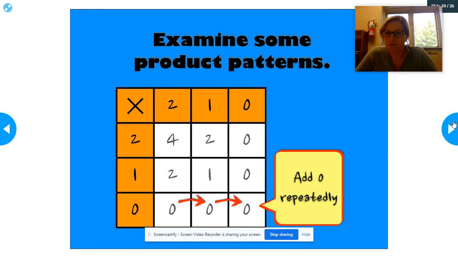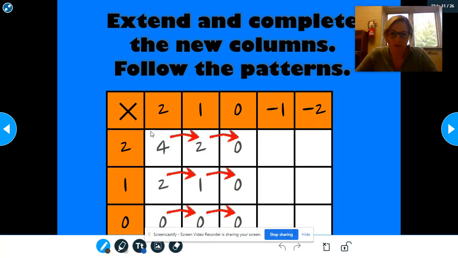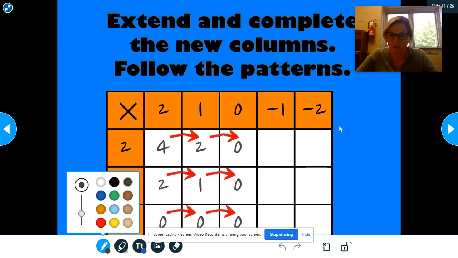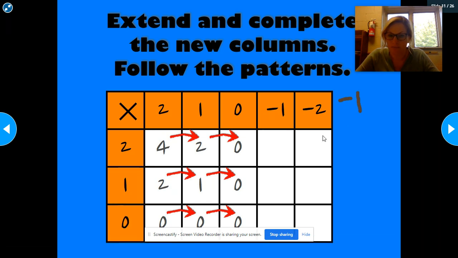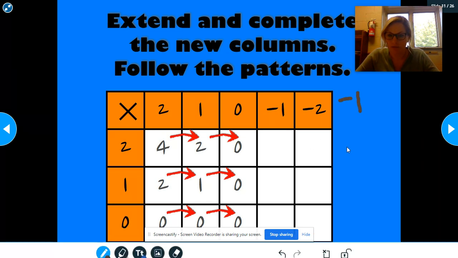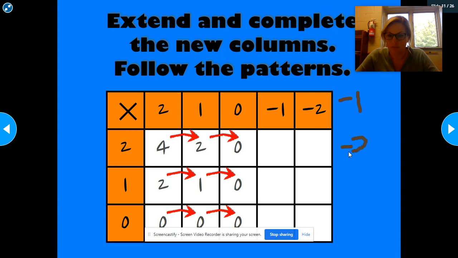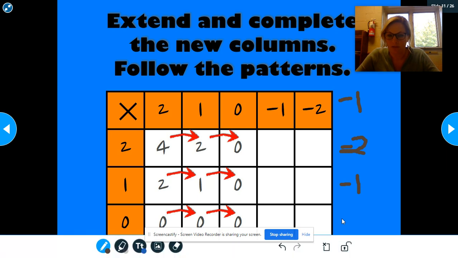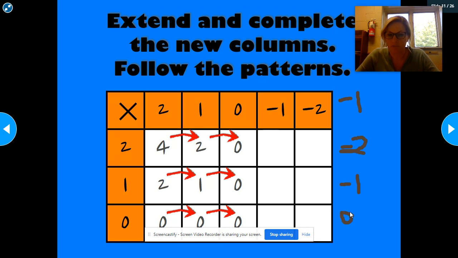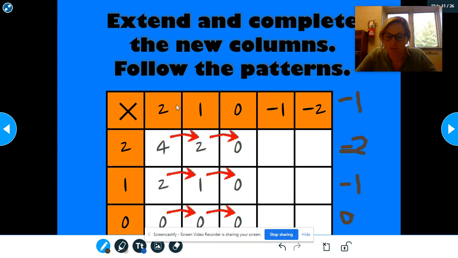So 0 is just all zeros. With this, if we did it negative, we have 2 minus 1 is 1. This was our rule, minus 1. Here our rule is minus 2. Here our rule is minus 1. And here our rule is just 0. So 2 minus 1 is 1. 1 minus 1 is 0. 0 minus 1 is negative 1. Negative 1 minus 1 is negative 2.